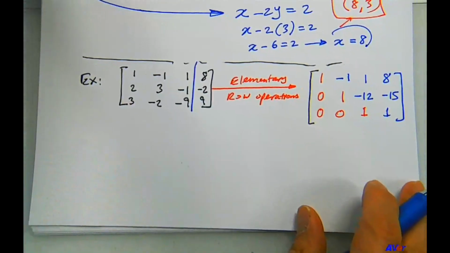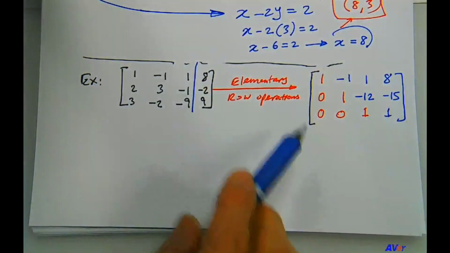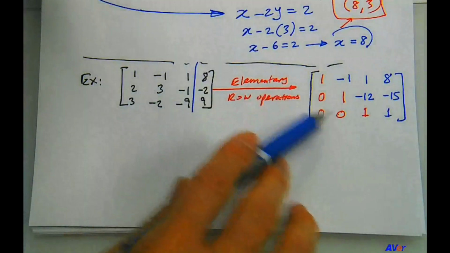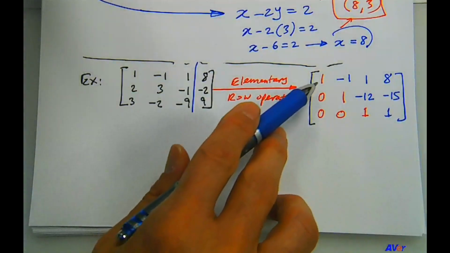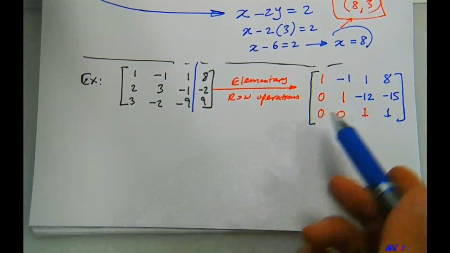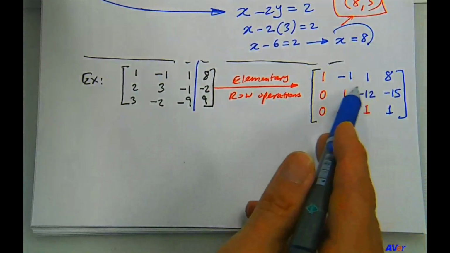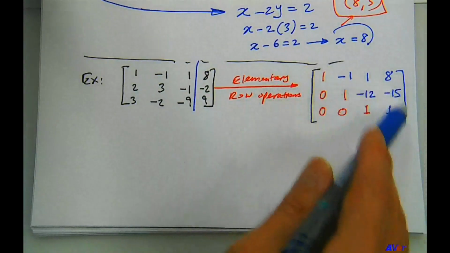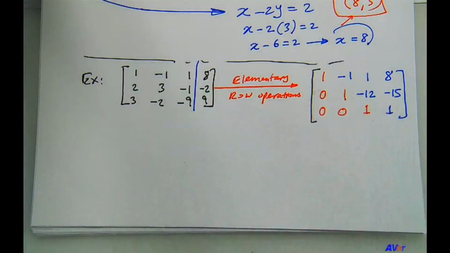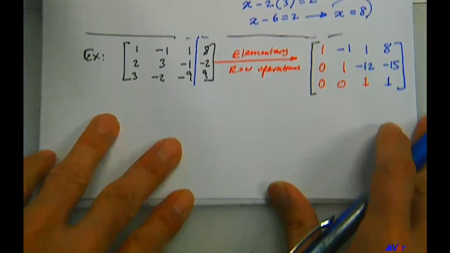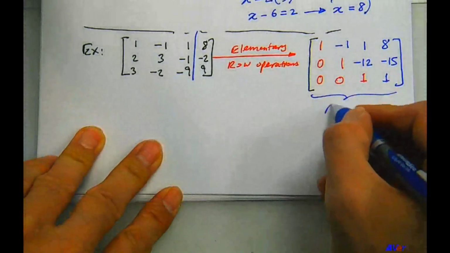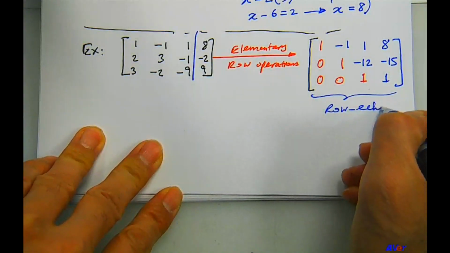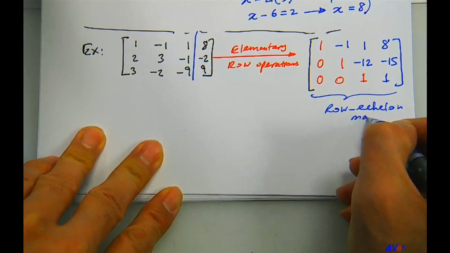Like that. So once again, notice the characteristics of the row echelon matrix. All the diagonals are 1. Numbers below it are 0. The numbers above the diagonal ones can be anything. So that's a row echelon matrix. So I'm going to write underneath this: this is a row echelon matrix.